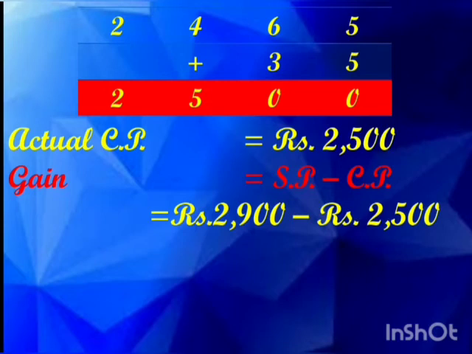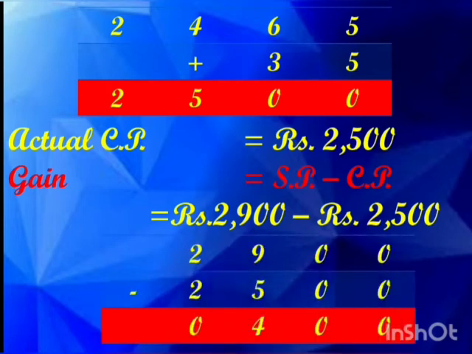We know that gain or profit equals SP minus CP. Putting the values, we get 2,900 minus 2,500. Let's do the subtraction. We get the answer as 400 rupees. Therefore, our gain is 400 rupees. Now, we have the gain, we have the CP. All we need to do is just input the values in the formula for finding gain percent and we will get our answer. So, let's start right away.